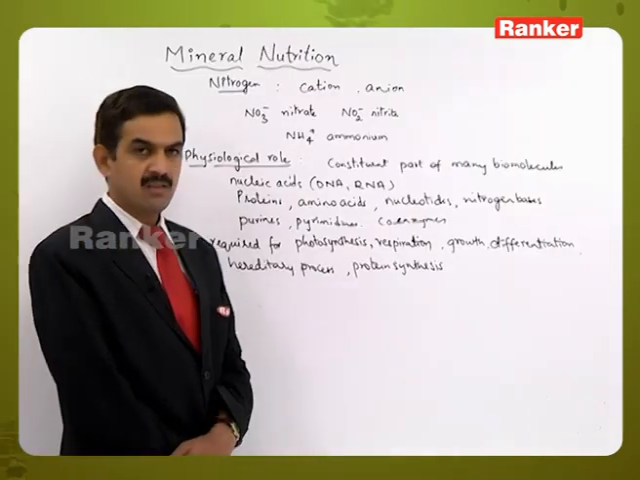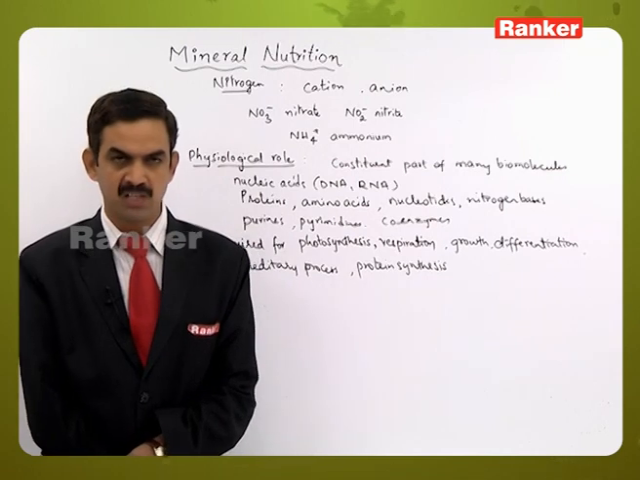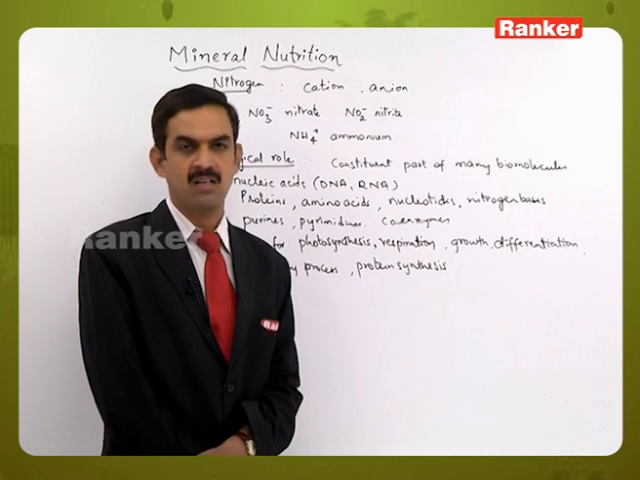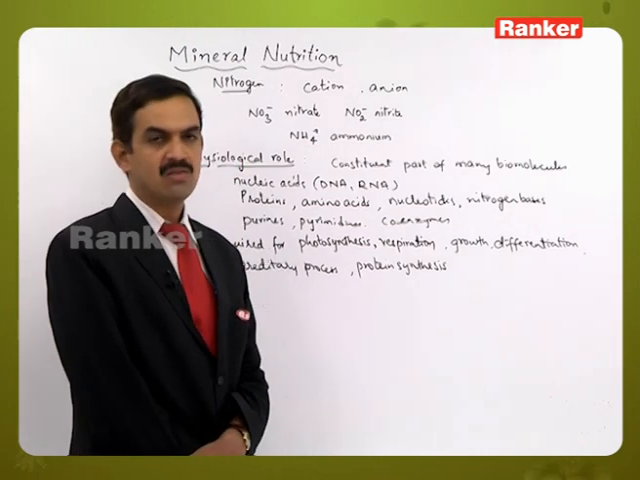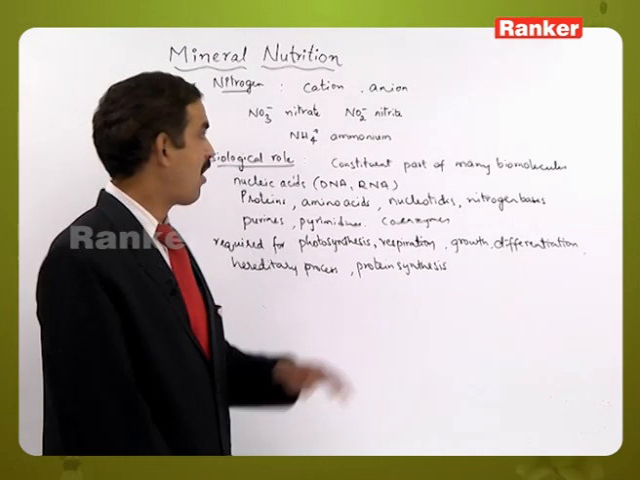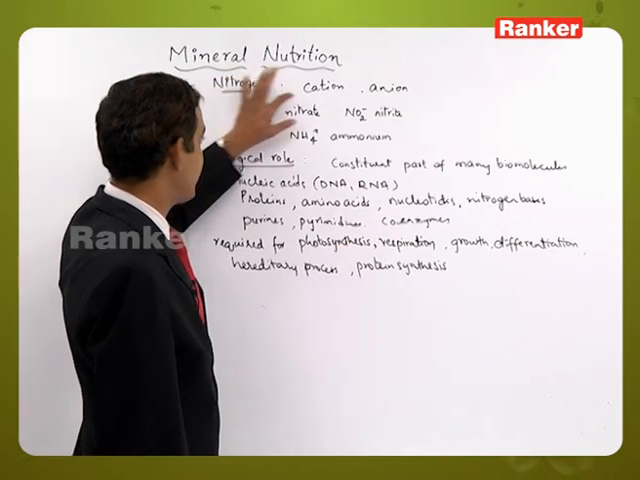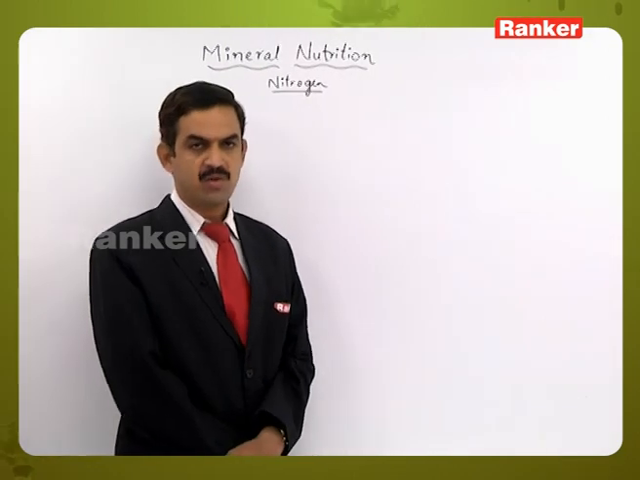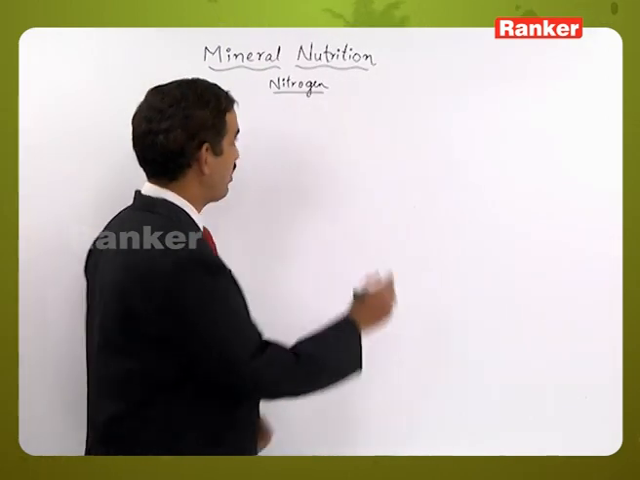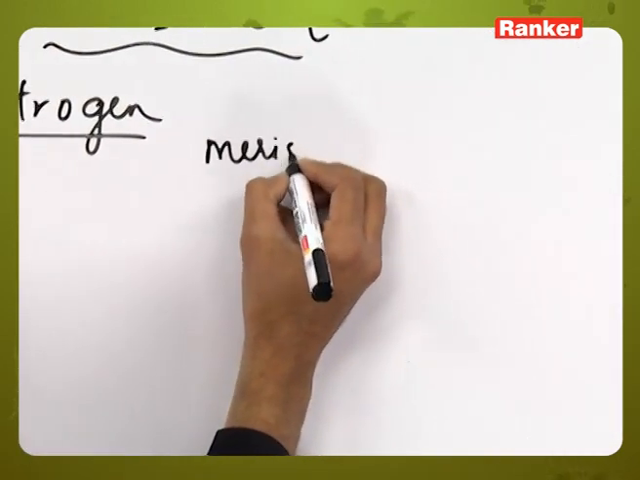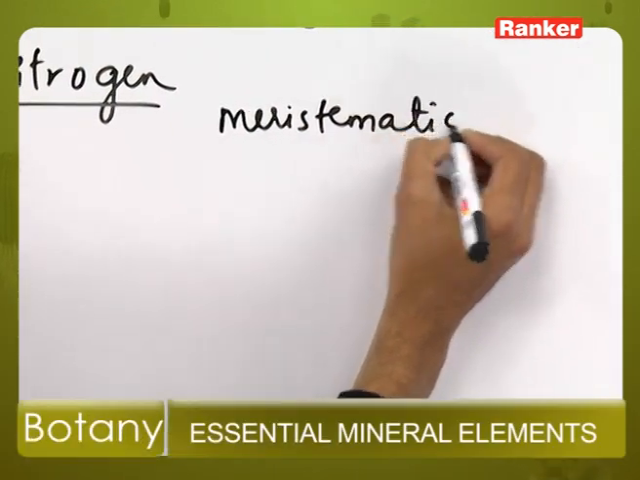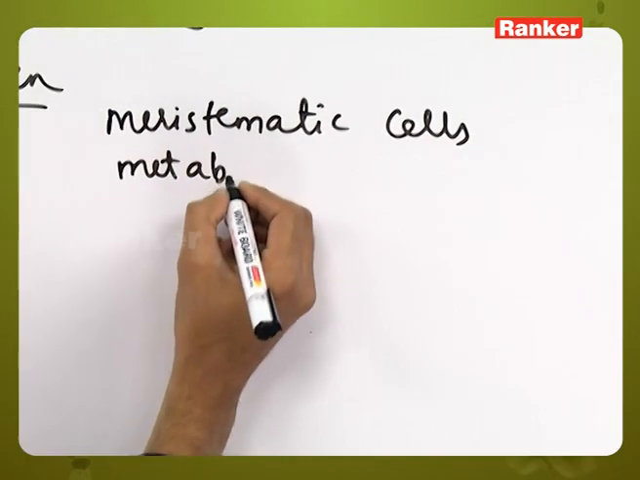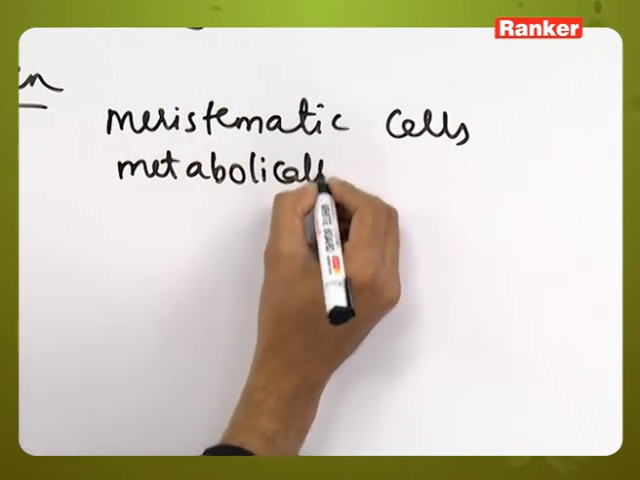Despite nitrogen being a major element present in the atmosphere, accounting for 78%, it is not utilized by the plants directly. So it is converted into an available form of nitrogen, either in the form of nitrate, nitrite or ammonium, which can be utilized by the plants. Nitrogen is present in almost all the parts of the plant body, particularly in the meristematic cells and metabolically active cells.